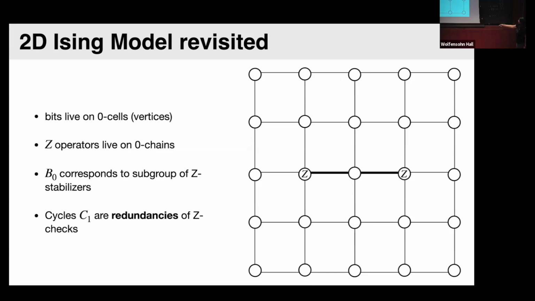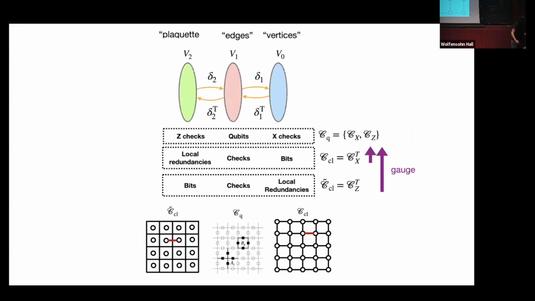And now, cycles, okay, cycles here are redundancies of Z checks, okay? If you have a cycle that's telling you that that's a product of Z checks, which is not triggering, which is not acting on any vertex, okay? So that's a product of Z checks, which is just going to give me the identity, which means that there are linear dependencies between my Z checks, okay?